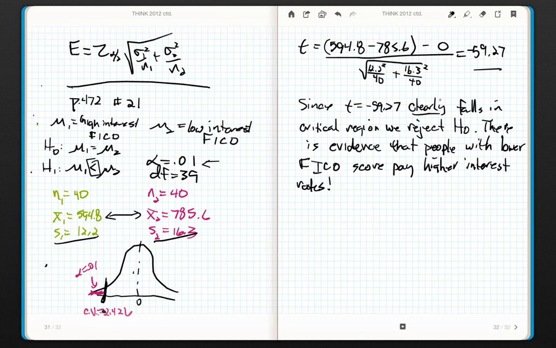They'd actually, well, there's no such thing, but clearly it'd be so close to 0 you wouldn't be able to tell the difference. All right, negative 59.27 ends up, well, not here, but off the screen, around the corner, and around the world with respect to this curve. So clearly we're going to reject the null hypothesis, which we pretty much knew before. There's huge evidence that people with lower FICO scores pay higher interest rates.